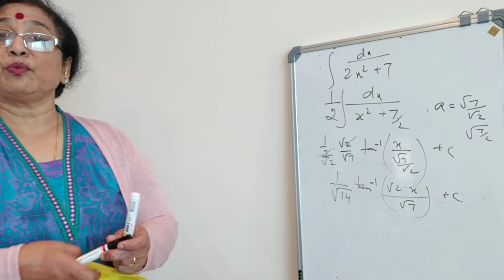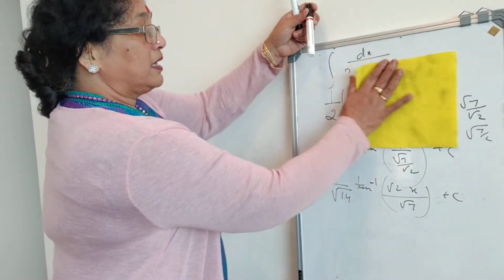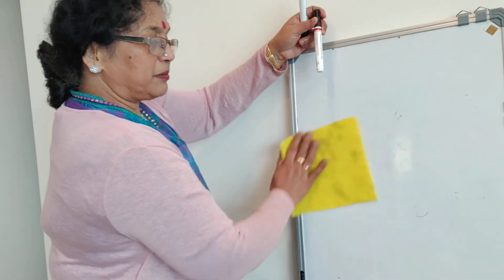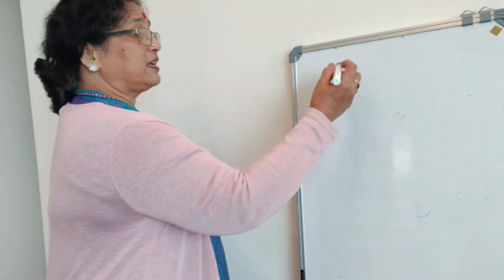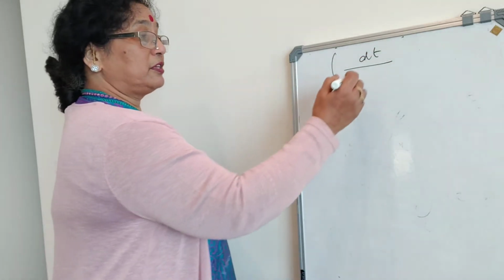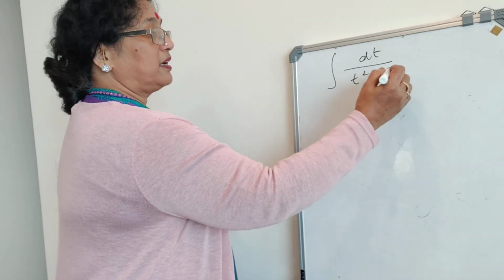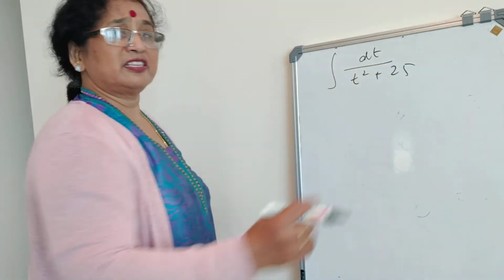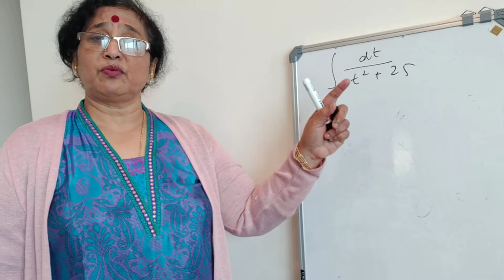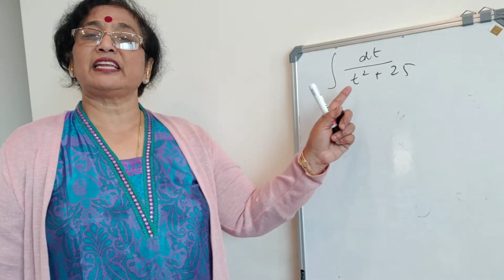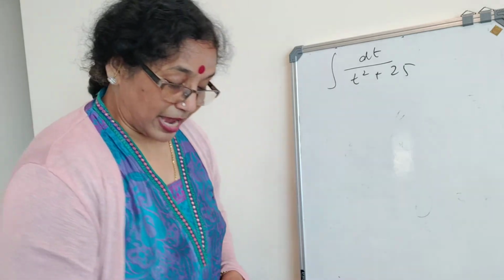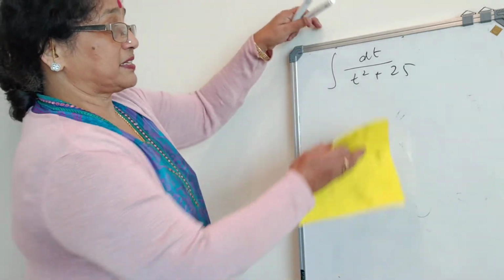Now let us see one with quadratic. Not only every time will it be this. Suppose you have dt by t square plus say 25. This is mental. Now what is its dt? So therefore this will not be tan inverse x. This will be tan inverse t by 5. That's all. This is mental. Right? But the variable is t, so don't write x.